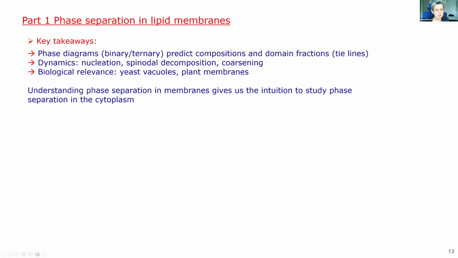So with this section, the key takeaway is that phase diagrams can predict compositions and domain fraction. Dynamics can proceed via nucleation and spinodal decomposition. And I showed some examples of phase separation in real organelles.